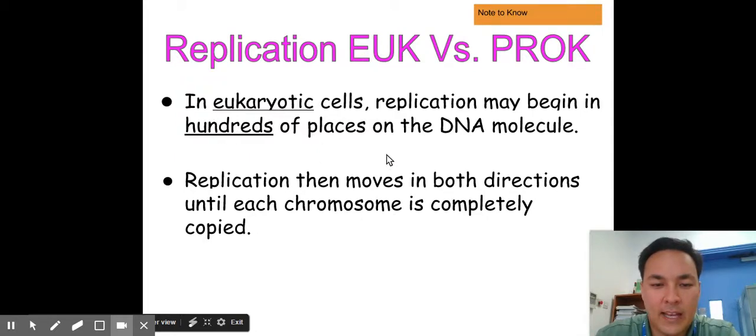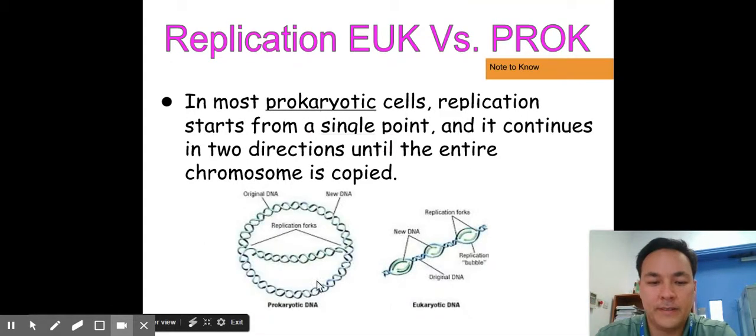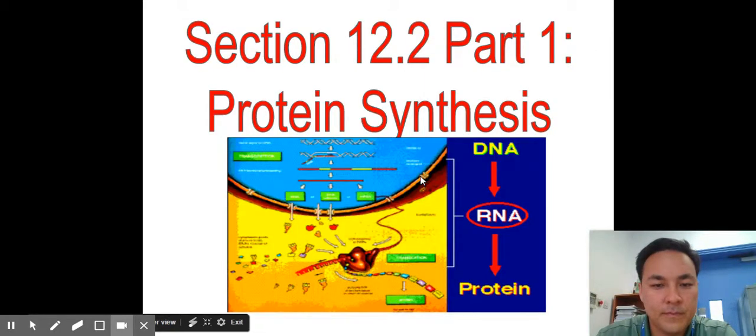In eukaryotic cells, replication happens at hundreds of spots. Those are called replication forks. Whereas in bacteria, it just moves in both directions until the chromosome is completely copied. Here you can see the prokaryotic one happening, and here you can see these replication bubbles in a eukaryotic cell. That way it wouldn't take days to copy our DNA, but we can do it quickly.